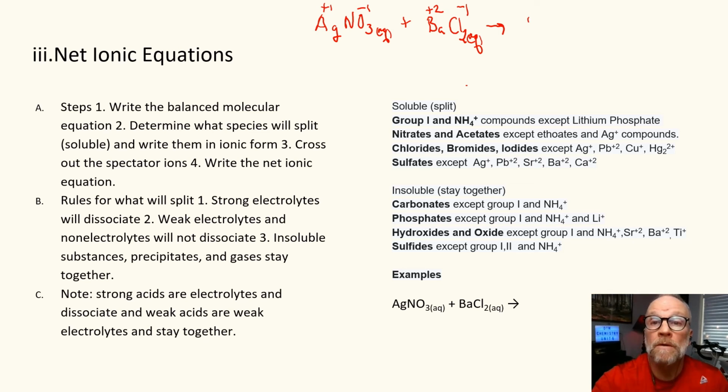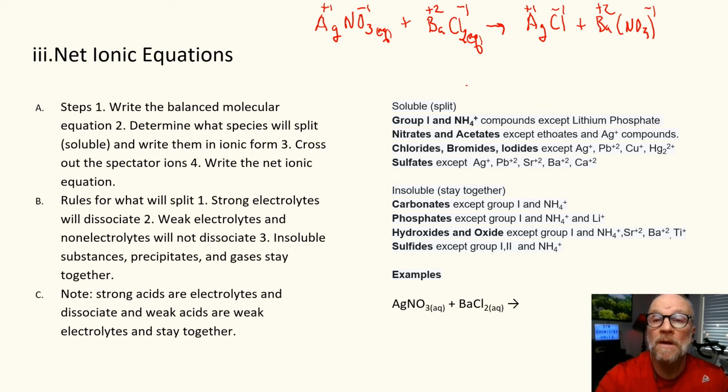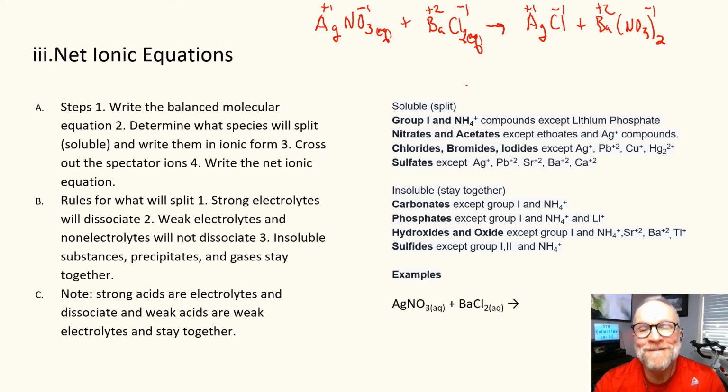So we have silver and chlorine together, and barium and nitrate together. Barium's +2, nitrate's -1, silver's +1, and chlorine's -1. So we crisscross the charge there, and now we have a charge balanced barium nitrate. This is one of the things I did when I was a student. I got excited and I started trying to figure out which ones would split and all sorts of things like that, which you have to do. But first you've got to balance the equation.